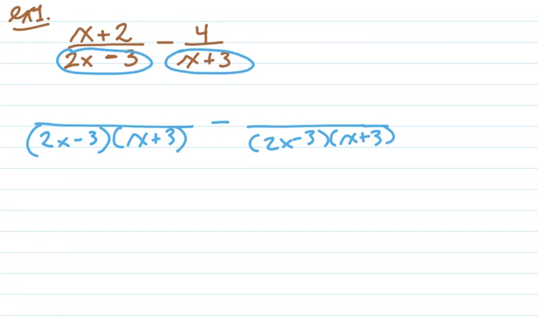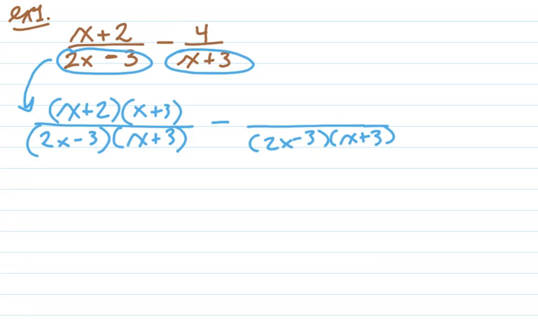Now, I have to ask myself, okay, what did I multiply this denominator by to get 2x minus 3 times x plus 3? Well, we multiplied it by this x plus 3. So that's what I'm going to multiply the top by. So the top is x plus 2, and I'm going to multiply it by this new thing, x plus 3, right? What we do to the top, we have to do to the bottom. x plus 3 over x plus 3 is 1, so you're essentially just multiplying it by 1.